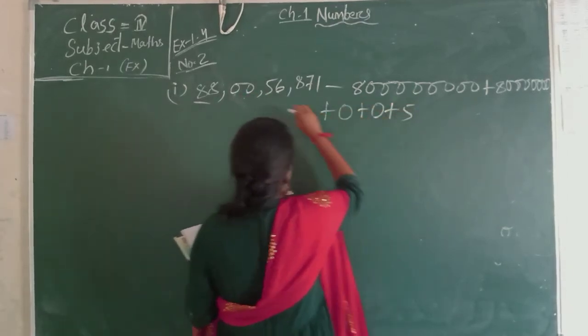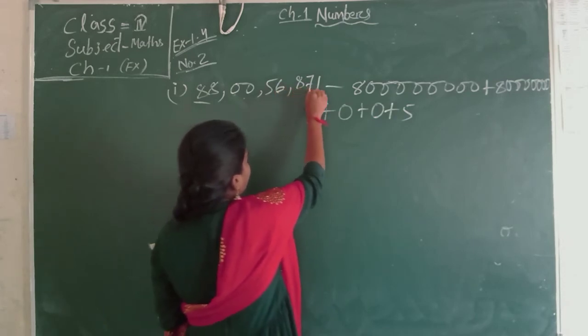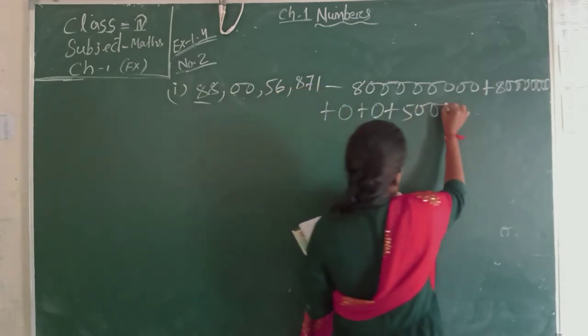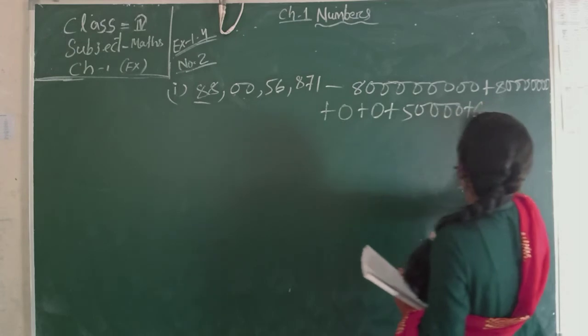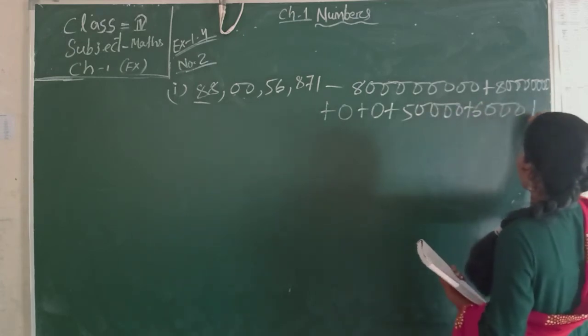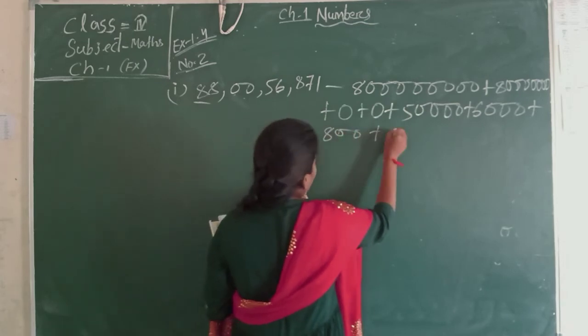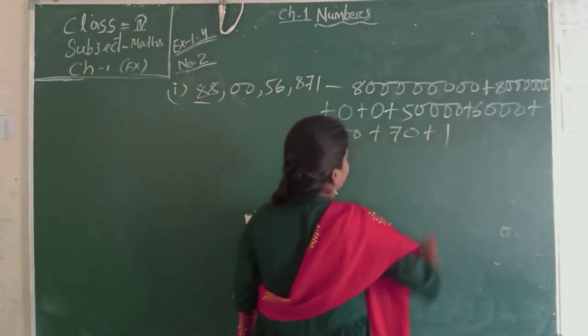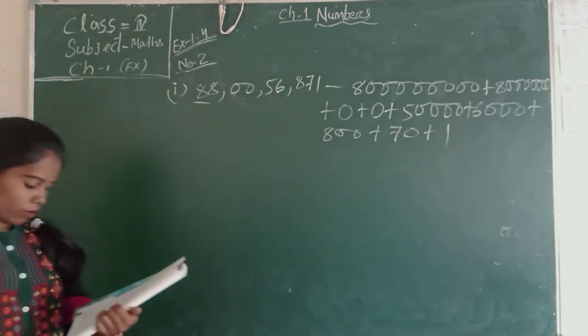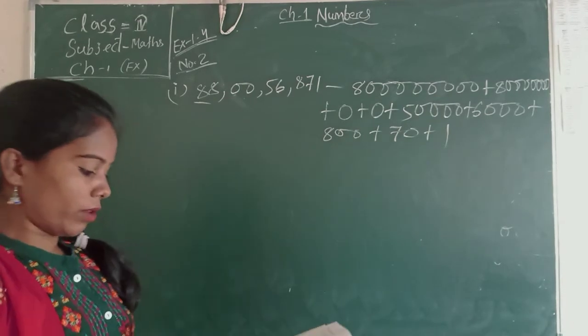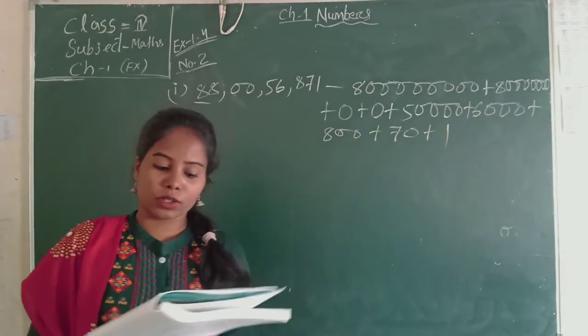Next 5. After 5, how many digits are left? 1, 2, 3, 4. So write here 4 0, plus 6 with 3 0, plus 8 with 2 0. Next 7 with 1 0, and at last there is 1. So in this way do other numbers by yourself.